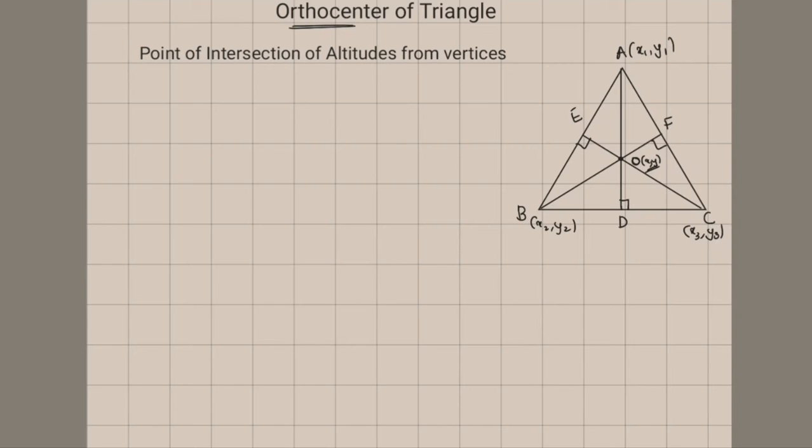Now let's see what the idea behind this is. The idea is that AD is perpendicular to BC, which means the slope of AD into the slope of BC should give -1. We know the point A, and B and C are also known. Then we get the slope of BC. As we know the slope of BC, we get the slope of AD because these two are perpendicular. We know the slope of AD and we know the point A. So from the point-slope form, we can get the line equation of AD.